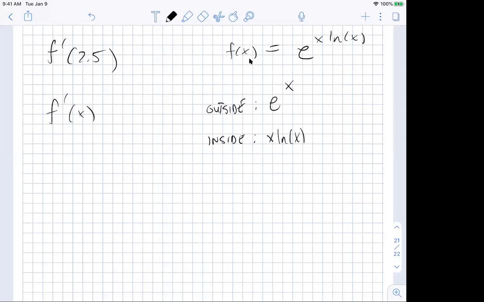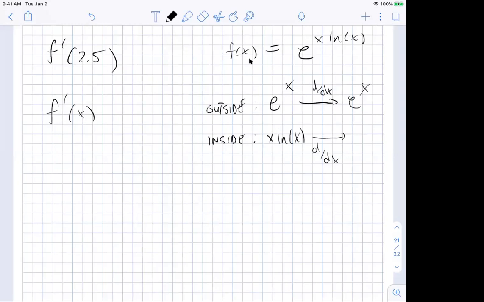So I need derivatives here. What's the derivative with respect to x of e to the x? E to the x. Perfect. And the derivative with respect to x of x times natural log of x? How would you find it? Careful. Is it another chain rule problem? It's not a double chain rule, it's a product rule, but we do need to use another rule inside of this chain rule for the product rule.